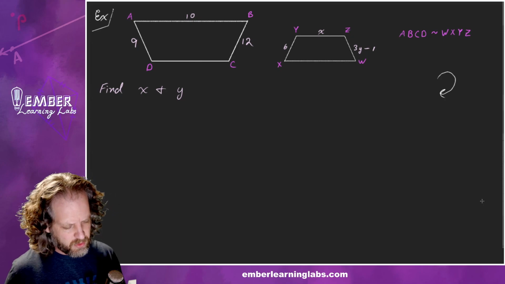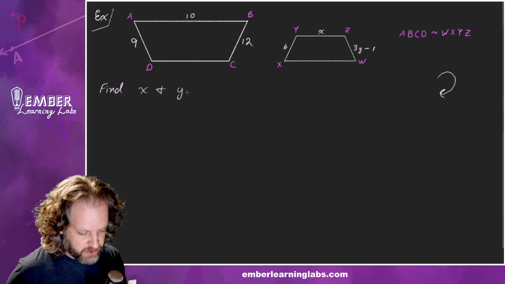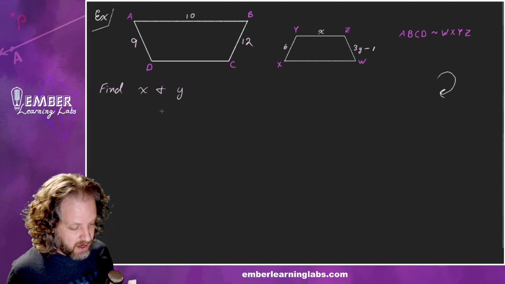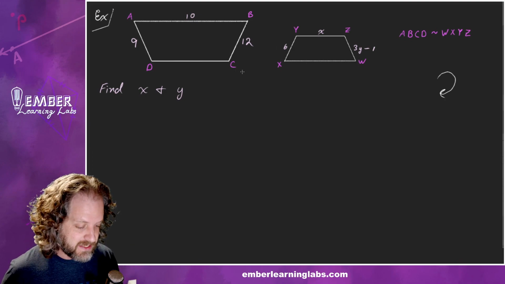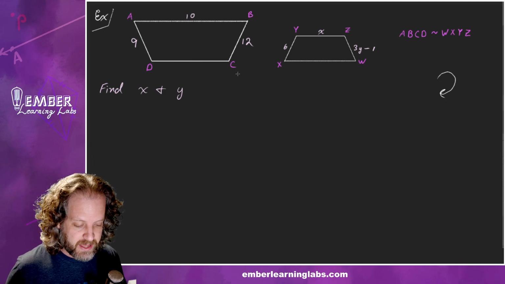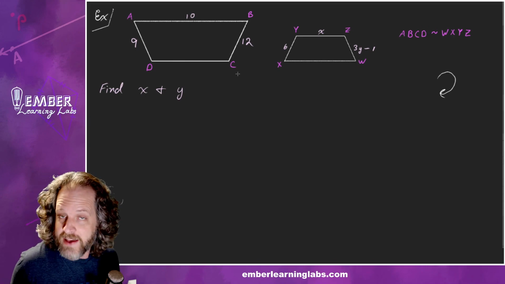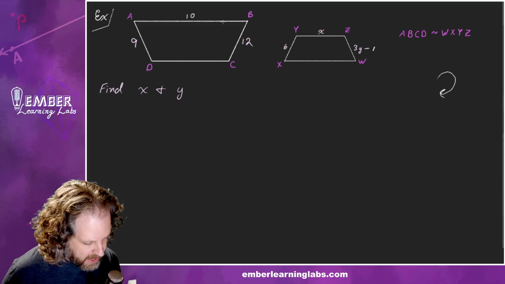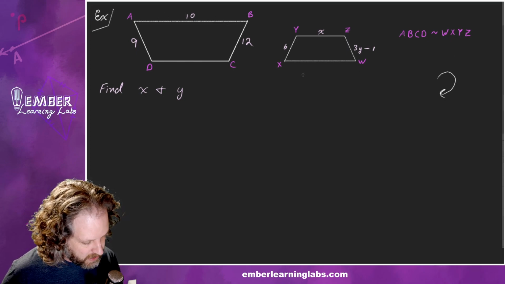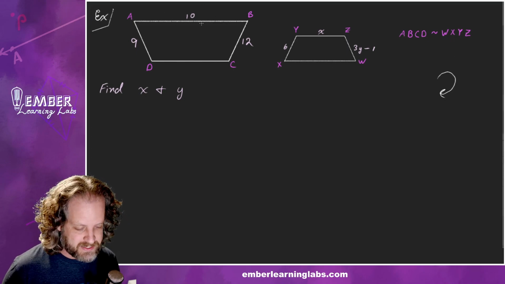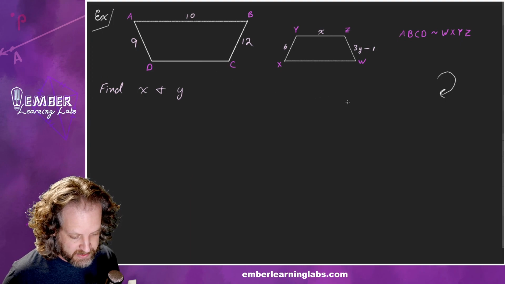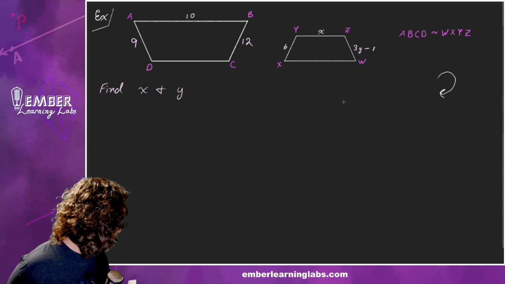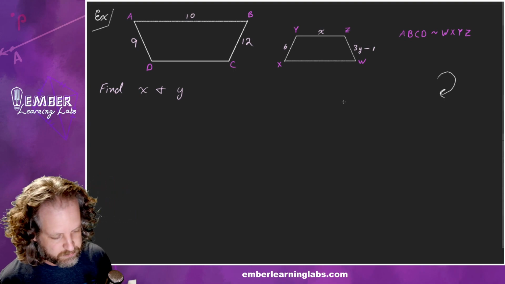So what we need to do in order to solve for X and Y is we need to hopefully find a pair of sides that have actual numbers without letters in them. So do we have that? Well, AB corresponds with WX, so this 10 isn't particularly helpful with that, right? And did I label something wrong?